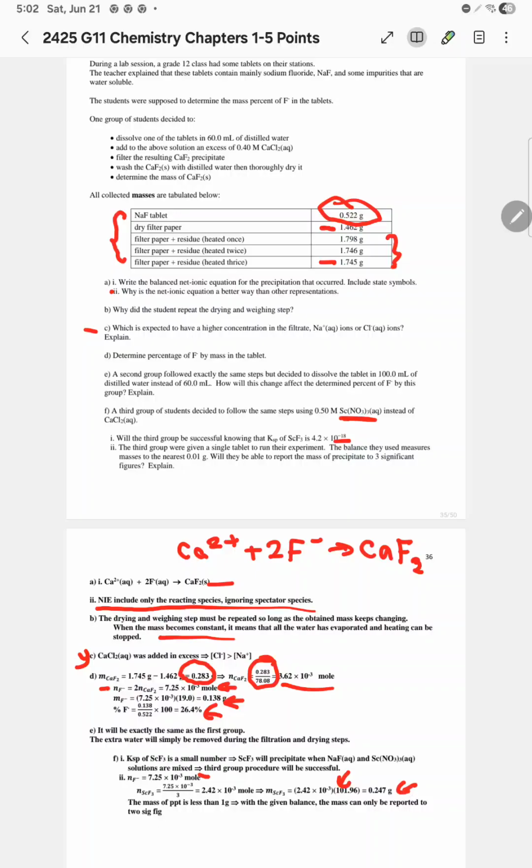So with the given balance, you can't report it to 3 significant figures. Because the balance shows you to the nearest 0.01 gram and it's less than 1 gram, you can only report it to 2 significant figures with the given balance when you need 3.